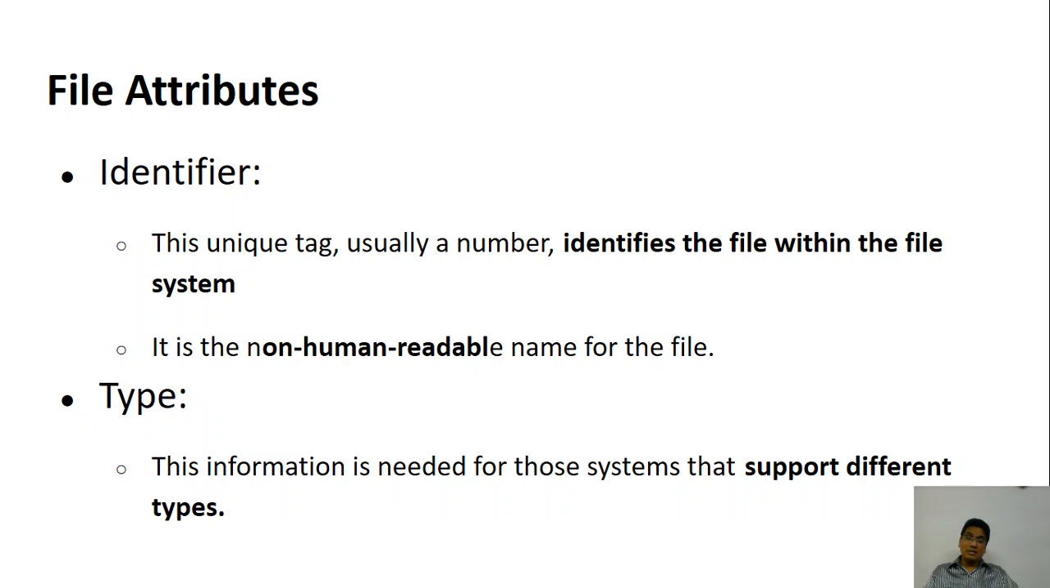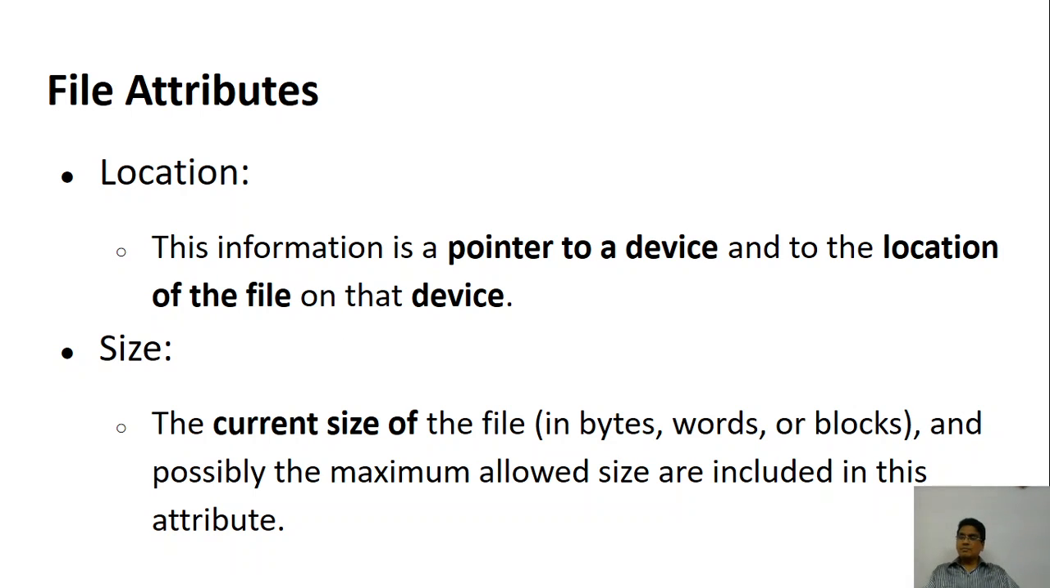The next one is the type of the file. This is used to distinguish one type of file from another, like a multimedia file such as a movie, audio or image, or a text file, or numerical data and so on. The next one is the location. This is also part of the file attributes: where that particular file is stored, on which device. That is nothing but the location.